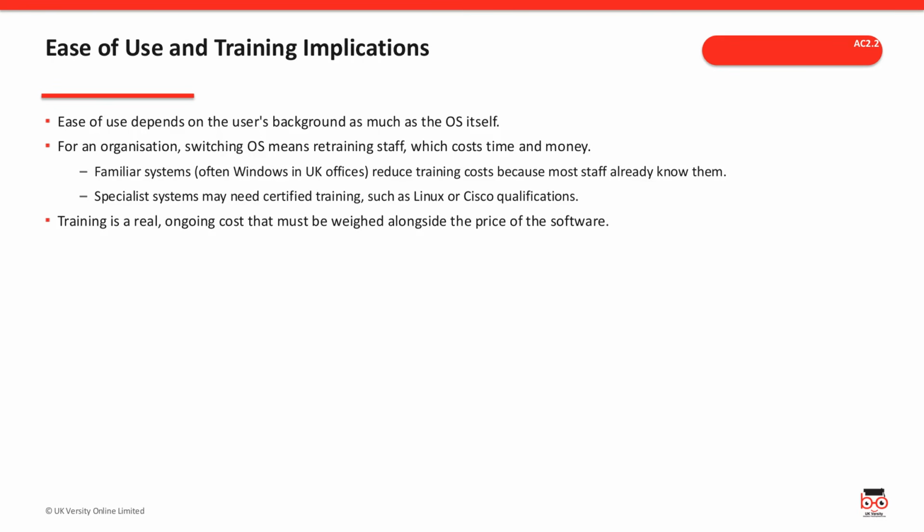For an organization, switching system means retraining staff, and that costs time and money. Sticking with a familiar system, often Windows in a UK office, keeps those training costs down because most people already know it, whereas specialist systems may need certified courses, like a Linux or Cisco qualification. So training is a genuine, ongoing cost that has to be weighed right alongside the price of the software.